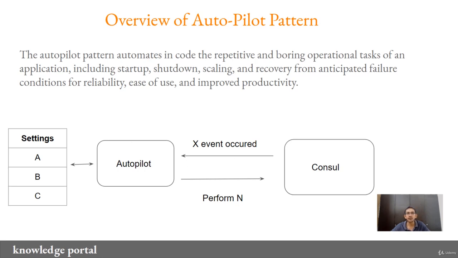Now do note that this N operation is done automatically for you. So in the middle of the night, let's assume that there is some event that has occurred for which the operator or a system administrator might have to manually intervene. If he has configured the autopilot accordingly, then the autopilot will do things for you. You do not really have to worry about that. So that's the very high level overview. Now it becomes much simpler to understand that the autopilot pattern automates in code the repetitive and boring operational tasks of an application.